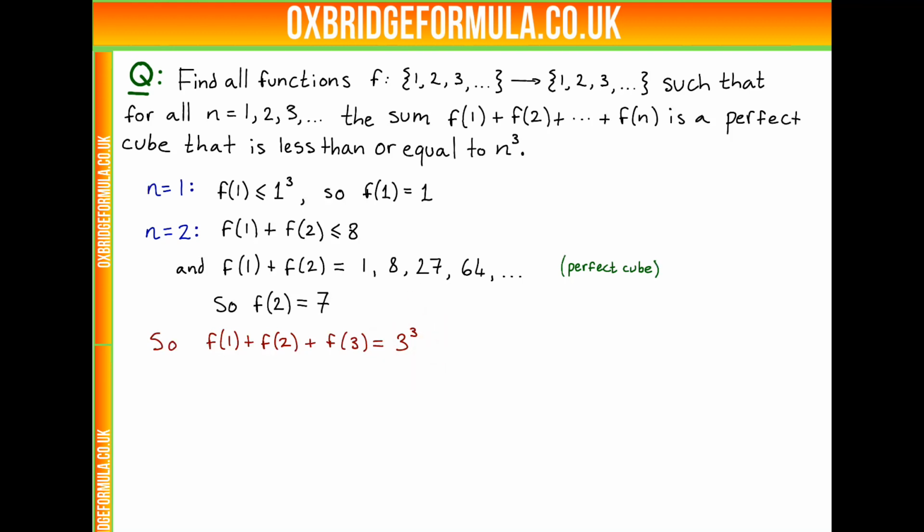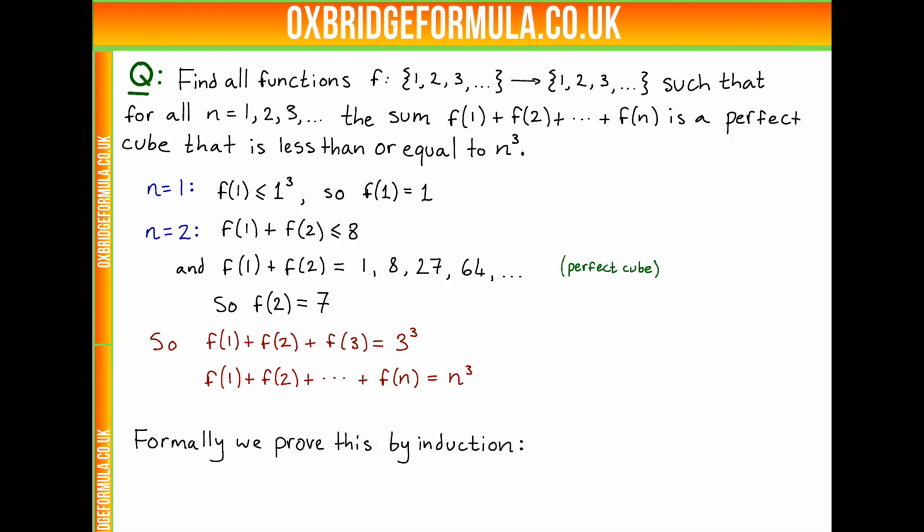Intuitively, it seems like this will happen for every n. That is, the sum up to n is n cubed. But this isn't enough justification to write down in the answer to a question. How do we prove a result like this in maths? We start with n equals 1, move on to n equals 2, and so on, forever. This is a proof by induction. And so, let's lay this out formally.